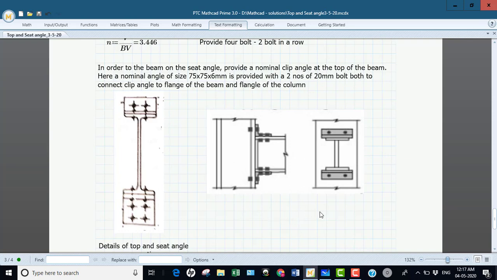Again, to comprehend the design, I once again repeat the main design component of this top and seat angle connection. In this connection, you have to decide the dimension of the seat angle and the bolt group to transfer the reaction from the beam to the seat angle to the column flange. So these are the things you have to design in the top and seat angle connection.